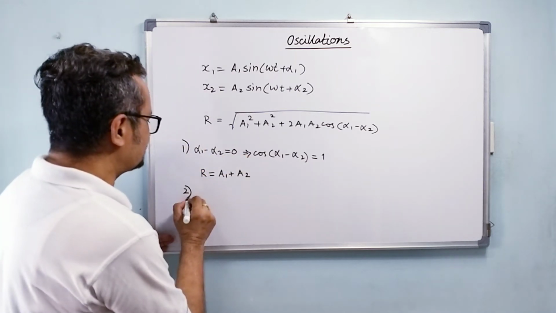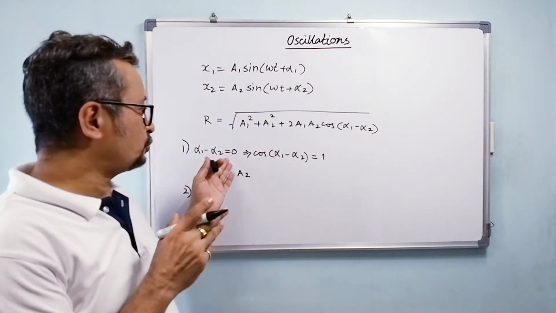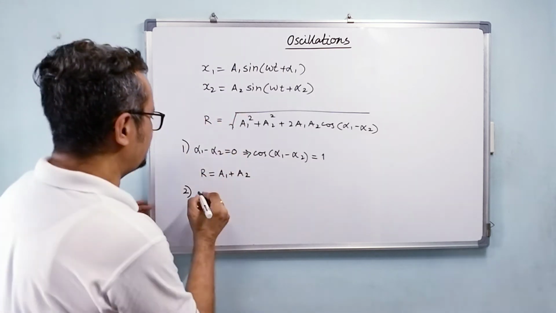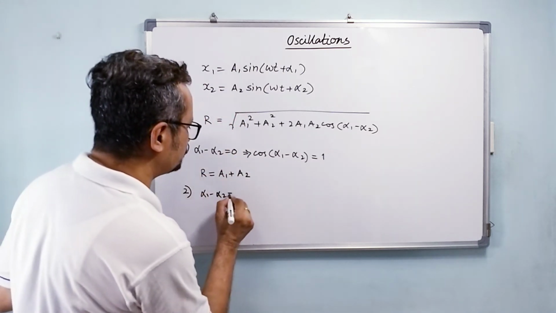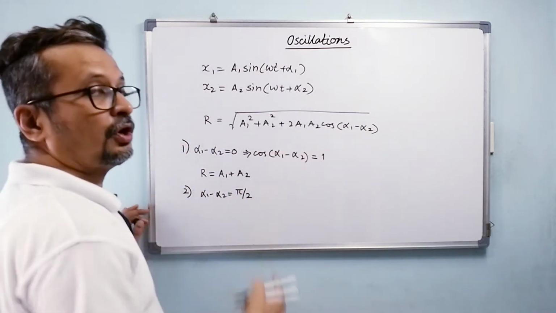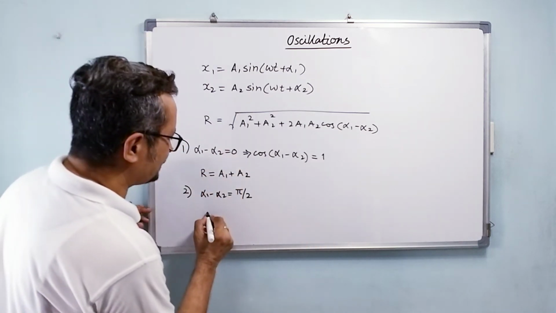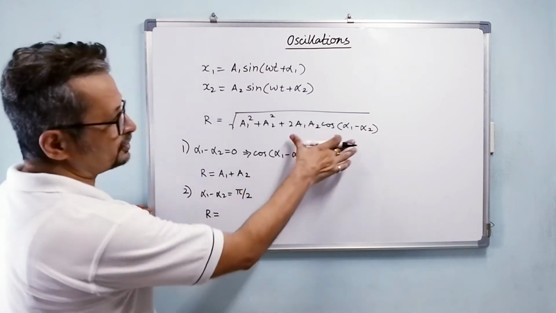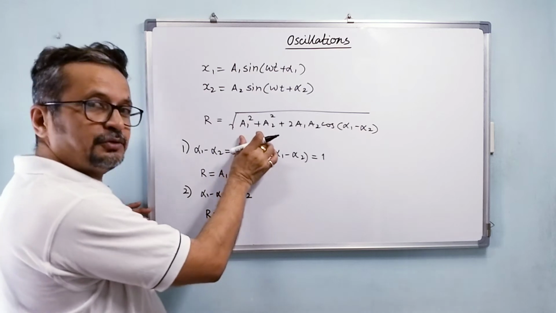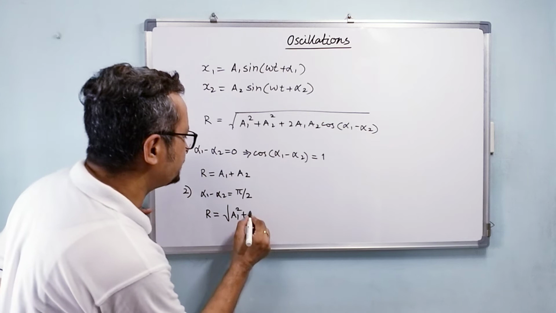Now the second case: instead of alpha 1 minus alpha 2 being 0, it is pi by 2, so they are out of phase. The phase difference is pi by 2 radian. Then cos of pi by 2 is 0, so this part becomes 0, and what you are left with is only a1 square plus a2 square under the root sign. So r would be equal to root over a1 square plus a2 square.